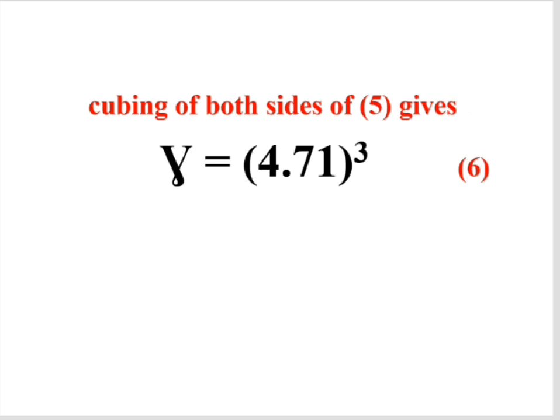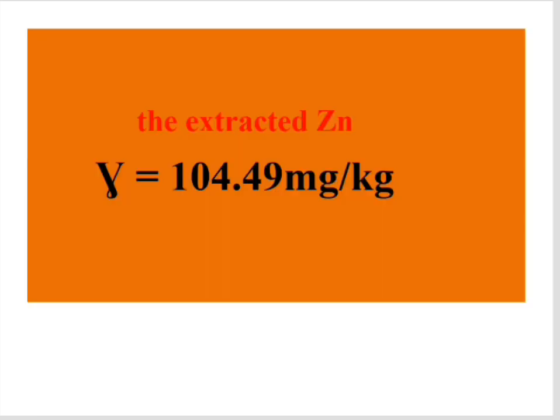Now, in order to get our value, the extracted zinc concentration, what we need to do now is to cube both sides. And when we do that, according to the law of indices, the power 1/3 to which the concentration of removed zinc is raised will cancel out, and 4.71 will be cubed. And when we do that, the value of the concentration of removed zinc will become 104.49 milligram per kilogram.